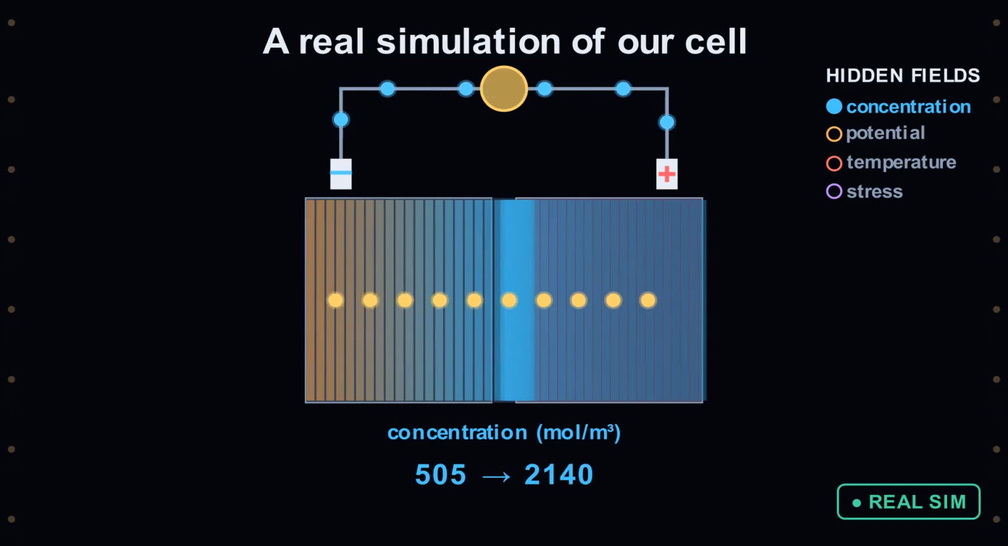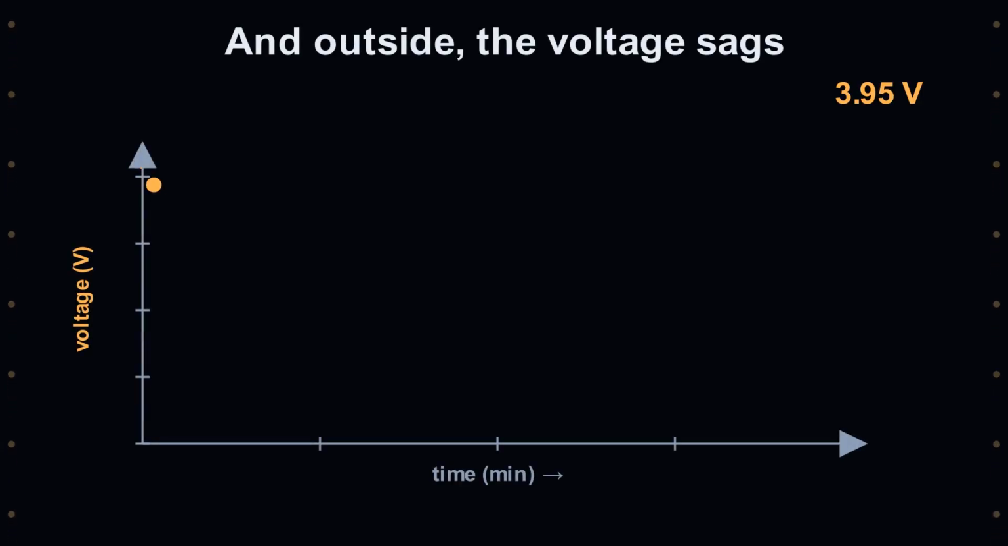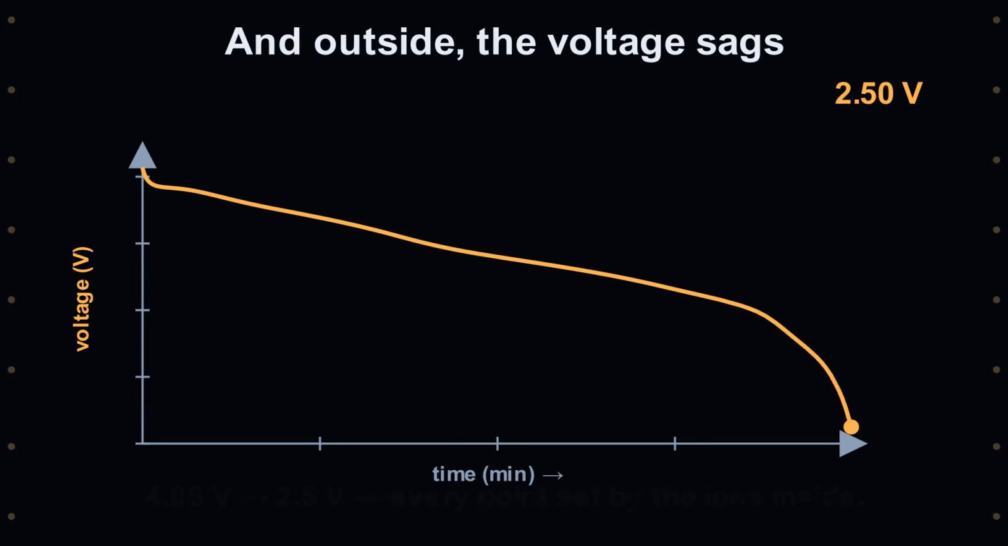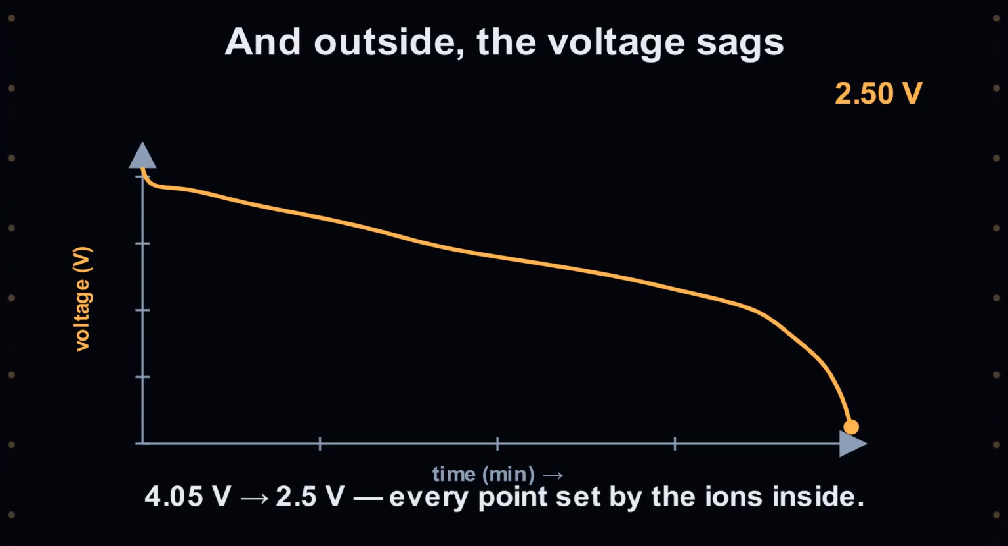It is the first of many invisible fields we will uncover. And on the outside, at the same time, the electrons are lighting the bulb, and the cell's voltage slowly sags, from about 4 volts down toward 2.5 as it empties. Every number on that voltage line is being set by what the ions are doing inside.